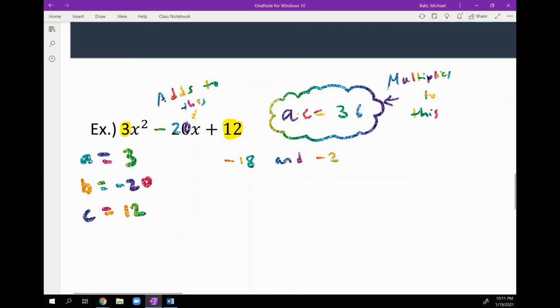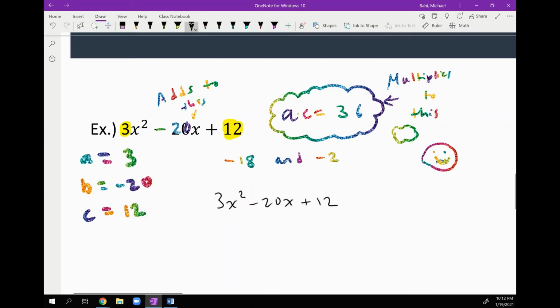Okay, so now notice I'm not putting the 36 anywhere here. This was just our temporarily thought of number. So here's you thinking, and you should be smiling because now that you know the AC method, you're thinking what multiplies to the 36 and adds to negative 20. We got negative 18 and 2.